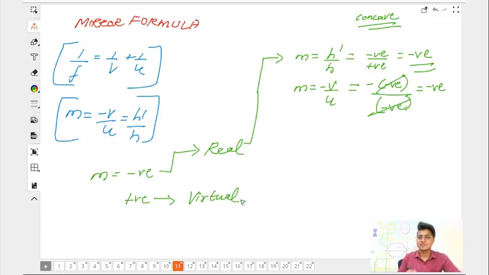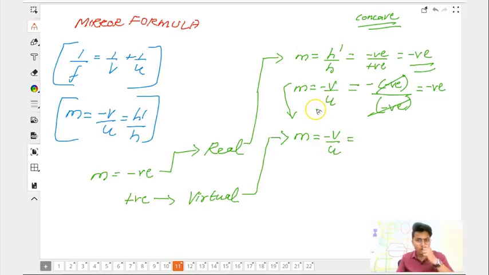Very simple. This also you can prove very clearly, correct? If I take the second part, you can try out the first part whenever you're free. Second part, if I take m is equal to minus v by u, v for a virtual scenario.